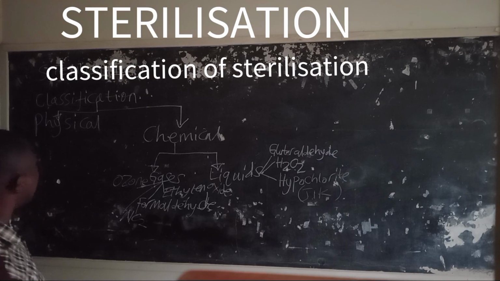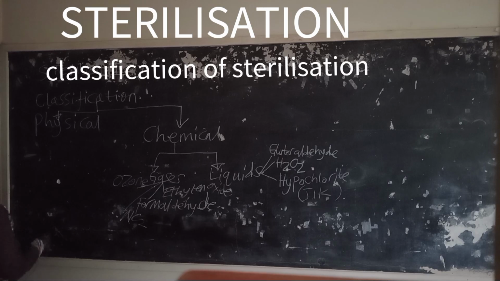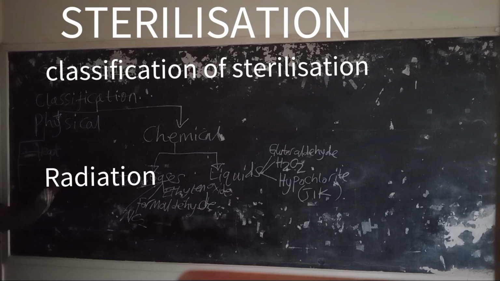Then we have also this side. This side we have physical sterilization. Let us categorize physical sterilization. Under physical sterilization, we have one, heat. We have heat sterilization. We have another one, radiation. This is a physical sterilization. We have also filtration.